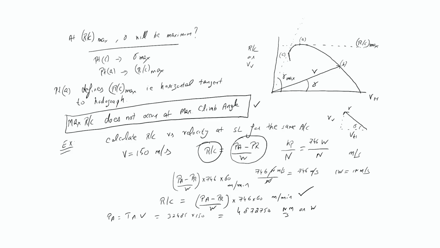So when you divide by 746, you will get 6,531.83 horsepower. That is the horsepower available. Now what will be the power required?